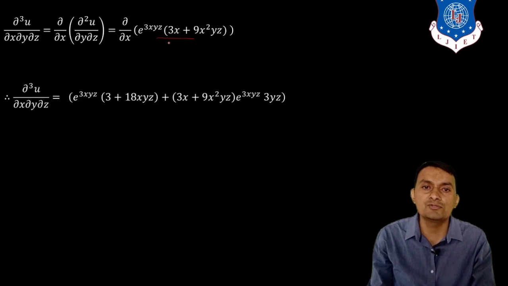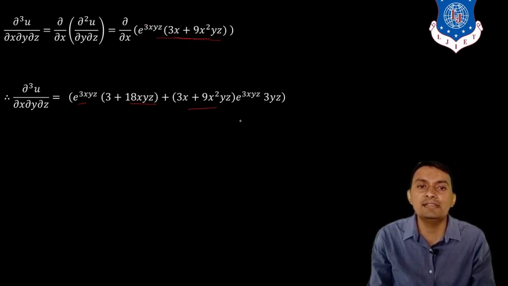use the product rule. So first I keep the exponential, and the derivative of the other factor with respect to x: x plus 9 into yz is constant, but the derivative of x square is 2x, so it is going to be 18xyz. Plus this is going to be constant, and the derivative of this one is e raised to 3xyz, and the derivative of 3xyz with respect to x is what?